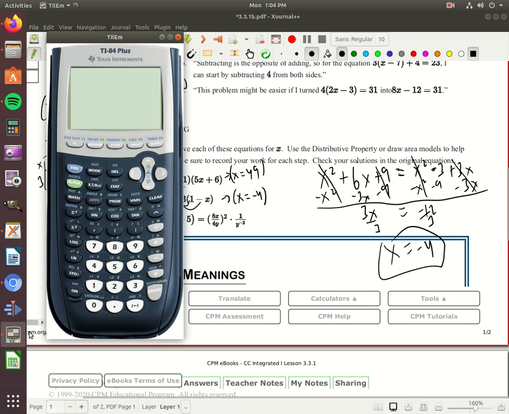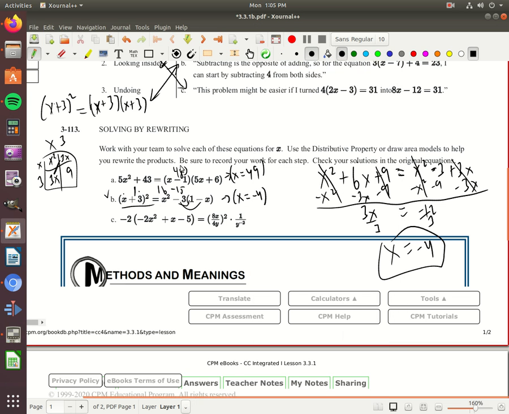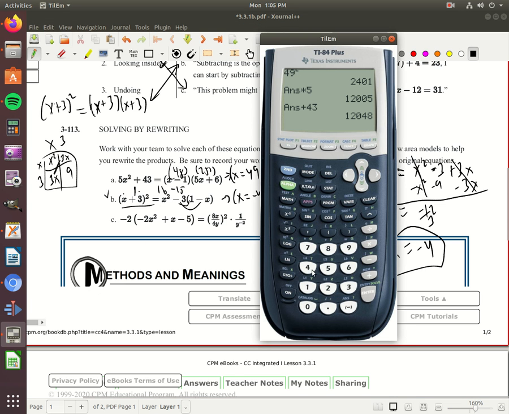I should probably check A. I'll grab a calculator and check A. So A, I got x is 49. So I'll say 49 squared times 5 plus 43. I get 12,048. On this one, I'm going to get 49 minus 1 is 48 times, this is like 5 times 50 is 250, so this is going to be 245 plus 6 will be 251. So what I'm hoping is that 48 times 251 will equal this.